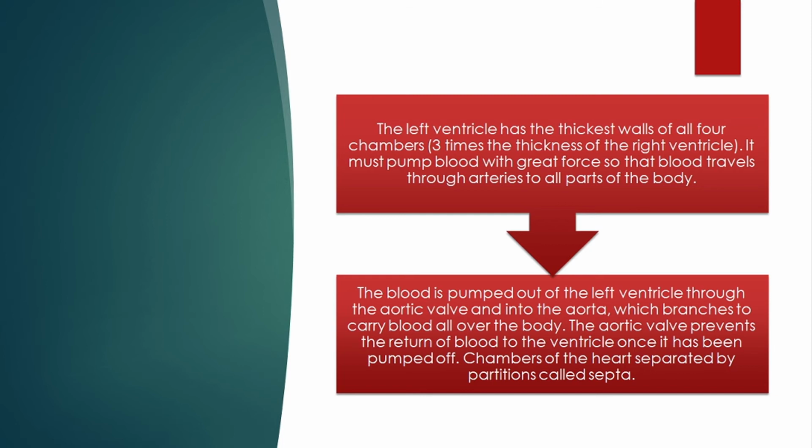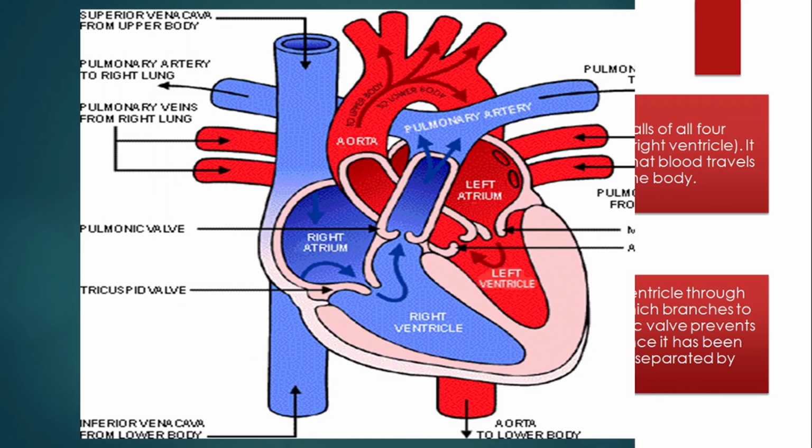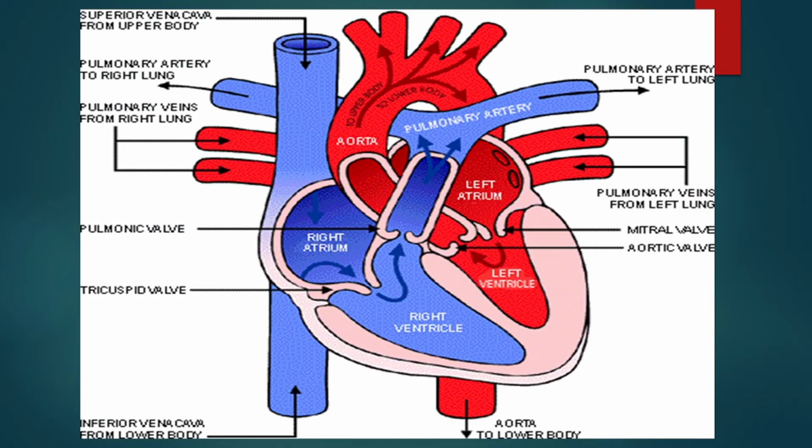The chambers of the heart are separated by partitions called septa. In this diagram, we'll clearly understand the entire circulation process. The superior vena cava takes the blood from the upper part of the body. The inferior vena cava takes blood from the lower part of the body. Once the deoxygenated blood enters the vena cava, it enters the right atrium.